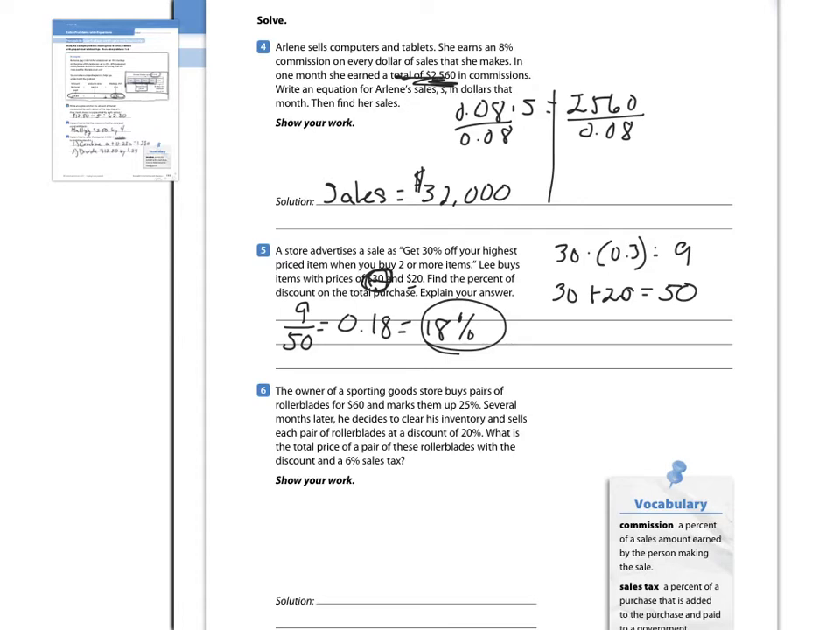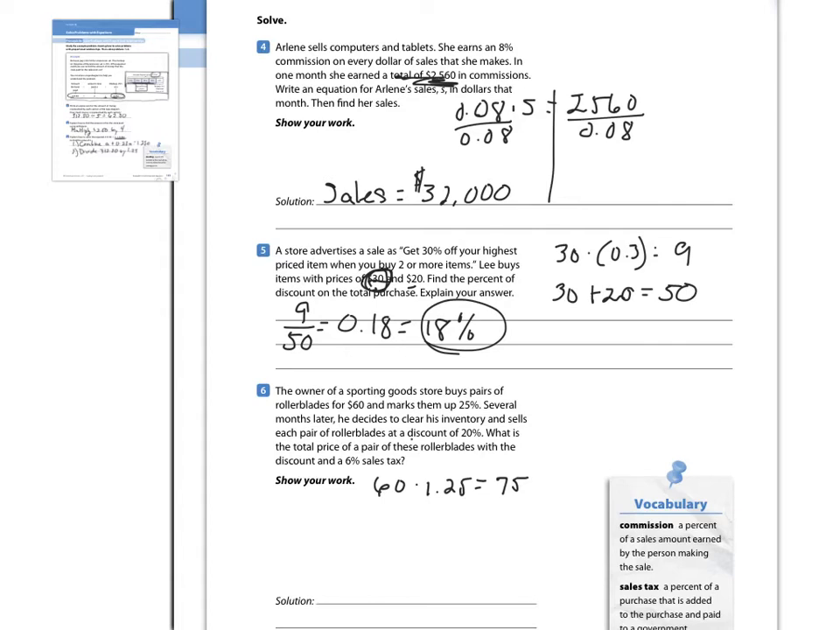So, to calculate the cost of a markup, we're going to take the original price, which is $60, and multiply it by 1.25. The 1.25 represents the price of the shoes or rollerblades and an additional 25%. Doing that, we get a selling price of $75. Okay? So he was selling them for $75.